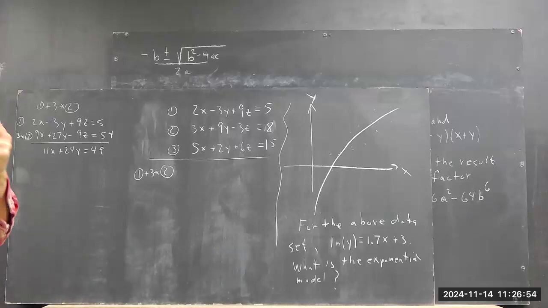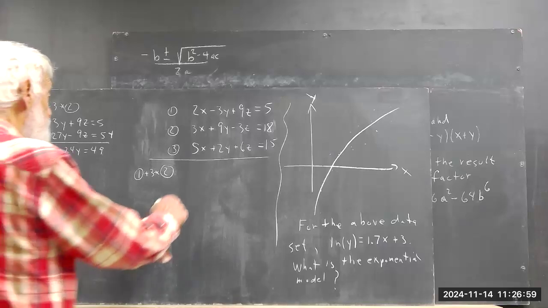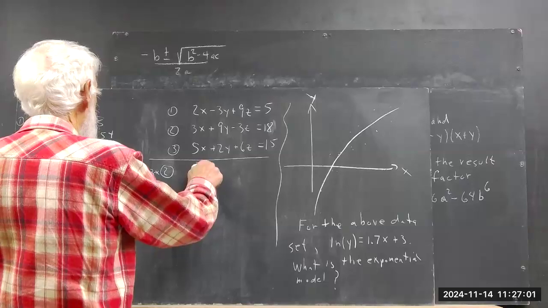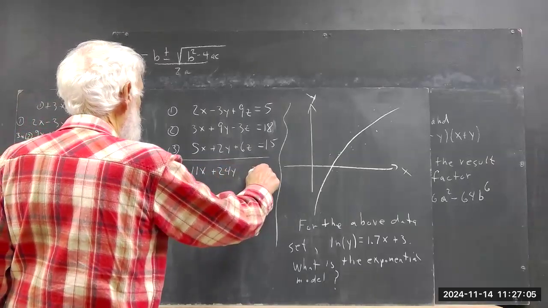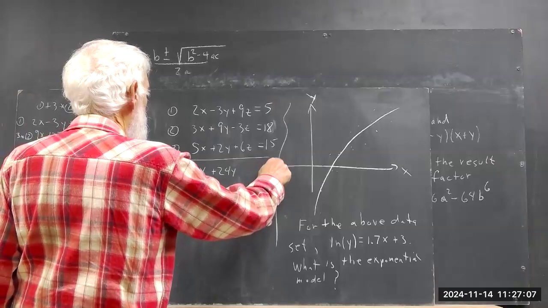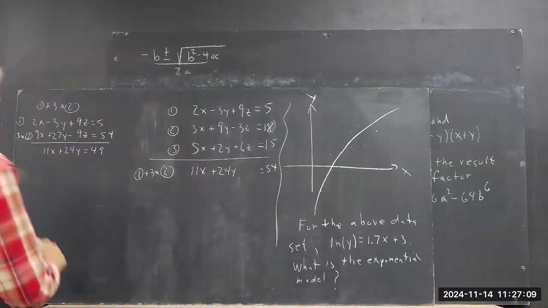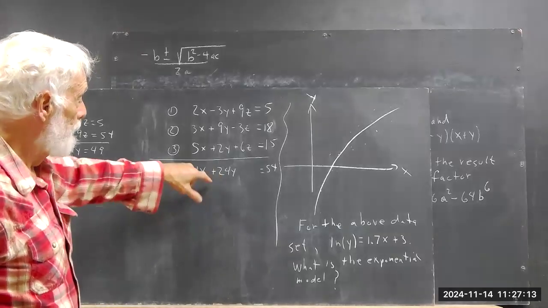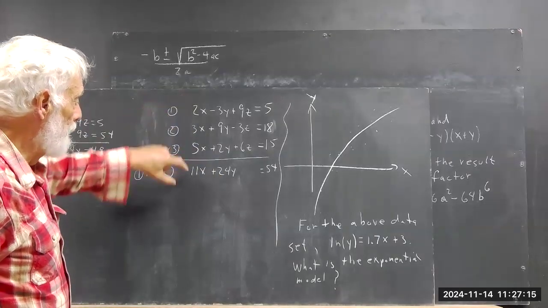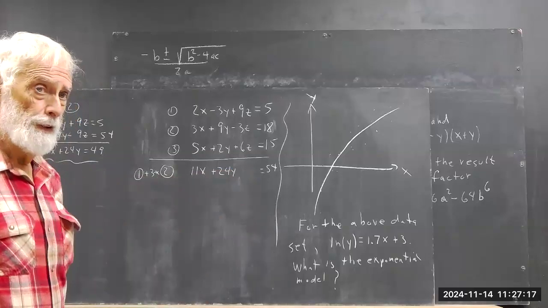Okay, so equation 1 plus 3 times equation 2 gives me 11x plus 24y equals 54. So now I've got these two equations combined to give me an equation that doesn't have z in it.